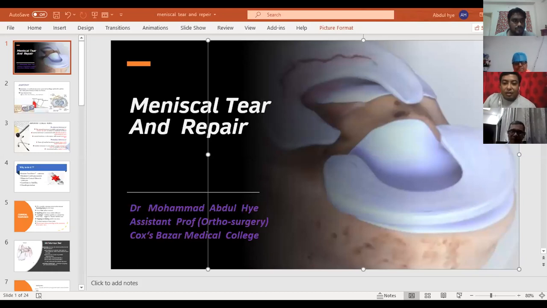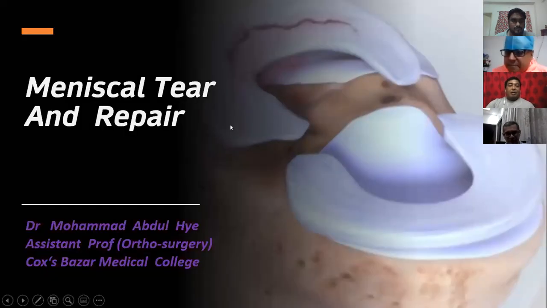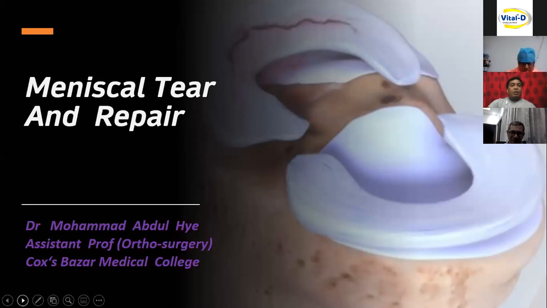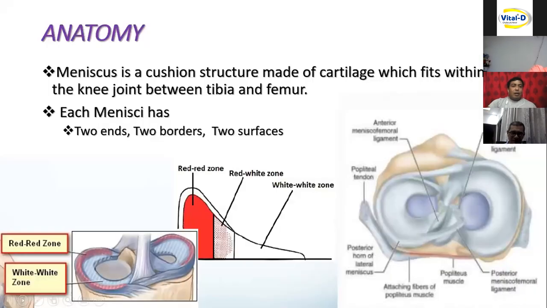Thank you to the organizer, and welcome you all to this little discussion about meniscal tear and repair. Thank you, Dr. Pervez Ahsan sir, for the detailed and elaborative talk about the meniscus. Now I'm talking about meniscal tear and repair in short tidbits. The detailed anatomy was described earlier. We just have to understand and figure out where the injury is.